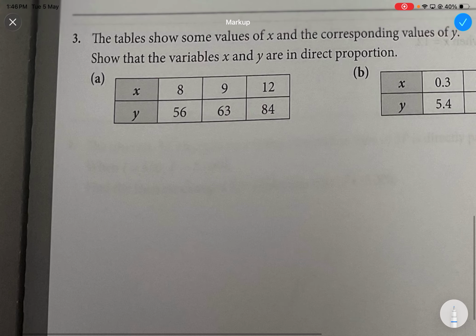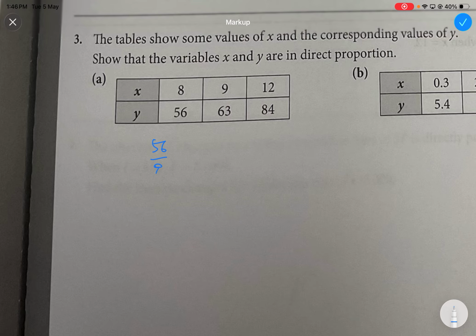Okay. Again, we go and find 56 divided by 8, 7. 63 divided by 9, also 7. 84 divided by 12, also 7. So they are in direct proportion. And the constant between the x and the y is 7. Every time you want the y, you multiply 7 to x, you get the y already. So there is this constant that you multiply. It's like one person has 7 fingers, 2 persons will have 14 fingers.